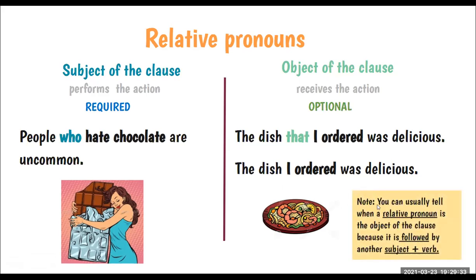¿Ok? So it says, you can usually tell when a relative pronoun is the object of the clause because it is followed by another subject and a verb. Como pueden ver, sujeto y verbo.